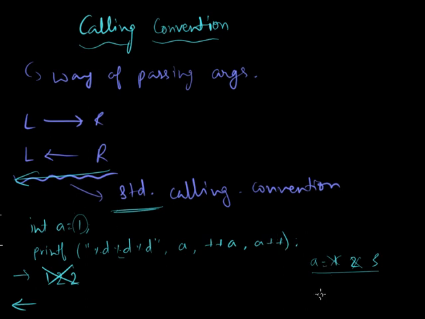Currently the value of a is 1. For the rightmost a++, first use, then increment. So first use, that is 1, and then increment, so a becomes 2. Rightmost parameter done, then we come to the middle one. This is pre-increment: first increment, then use. So first increment, 2 becomes 3, then use. So 3 is printed, and then this a is 3. So this is the correct output. So you need to understand the calling convention.